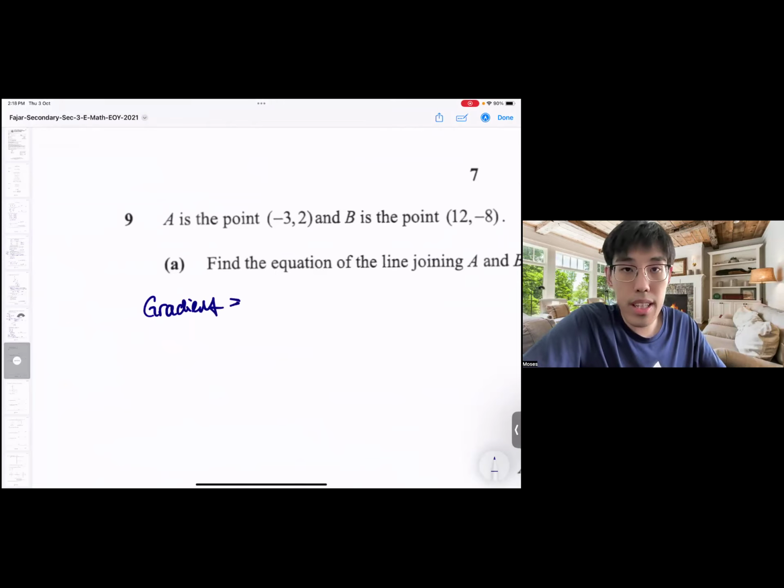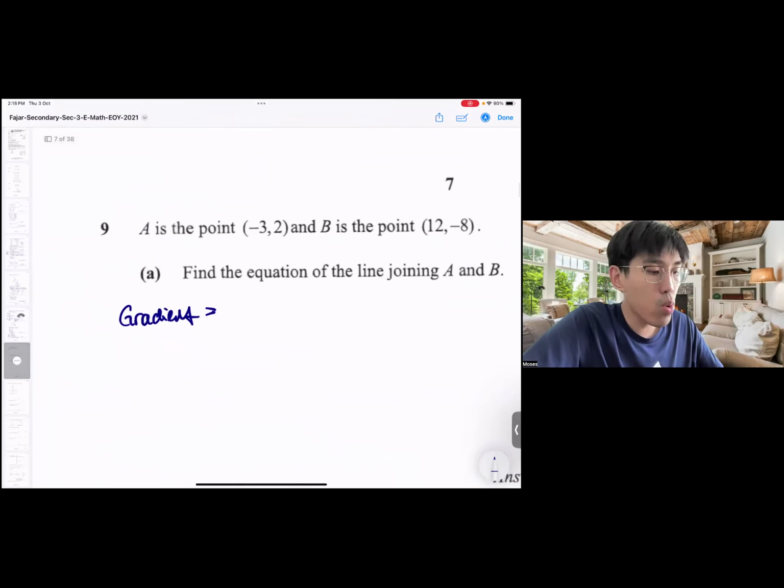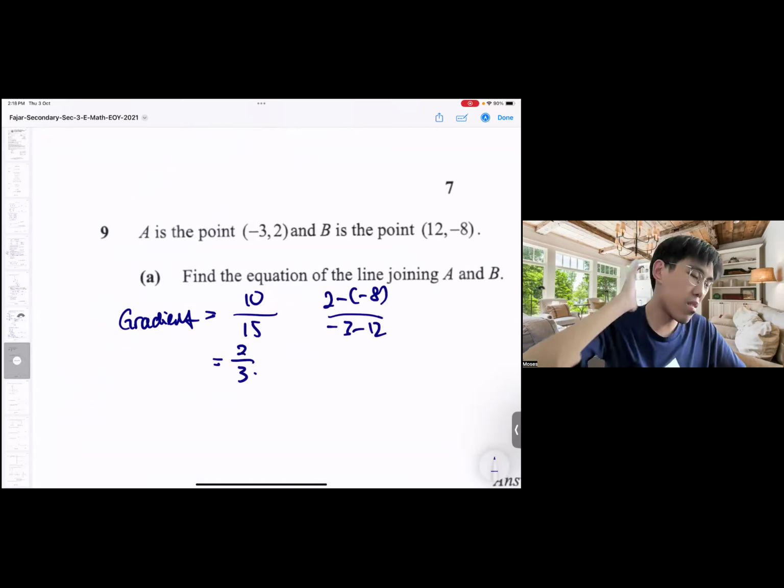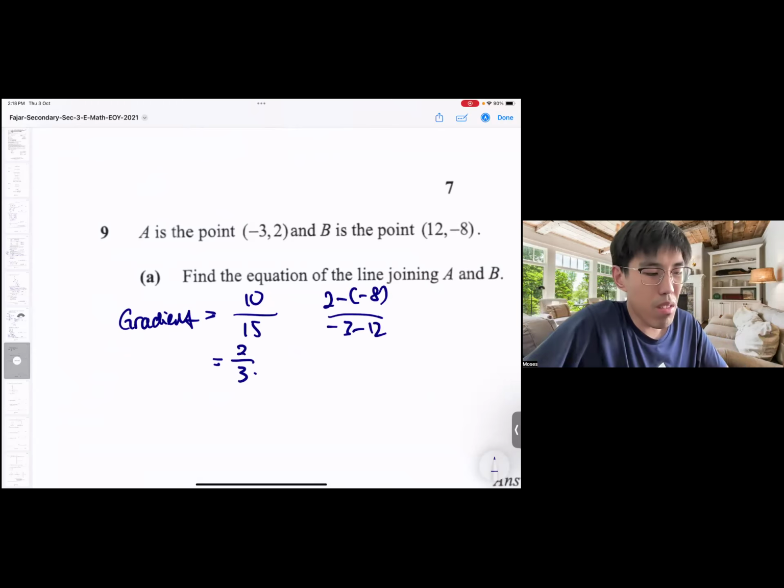In order to find the gradient, it's quite straightforward. It's 2 and -8, the difference between 2 and -8, which is 10. Then -3 and 12, 15. So therefore, my gradient is 2/3. No need to do all that formula stuff. If you want to do it, can, but not needed. Do I need to go there? Actually, no need. 2 to -8 is going down by 10 steps. And then it's negative. So negative.